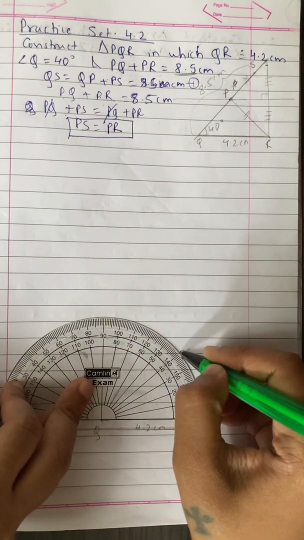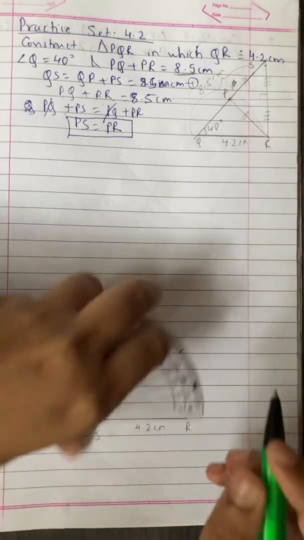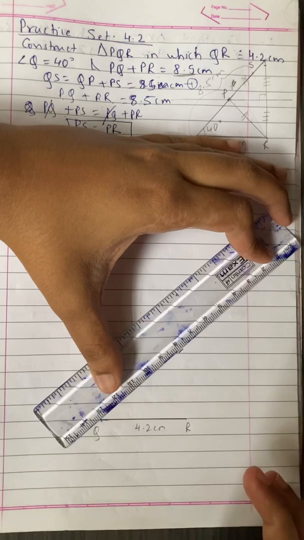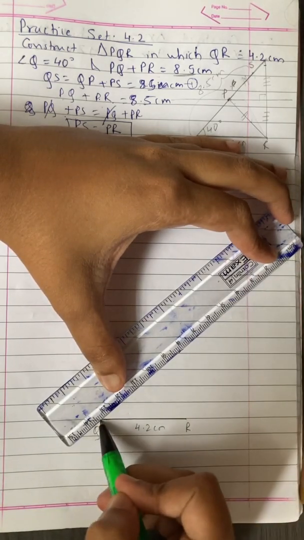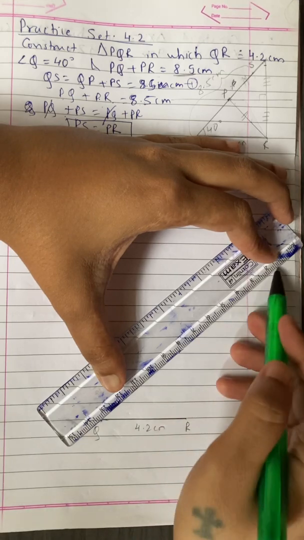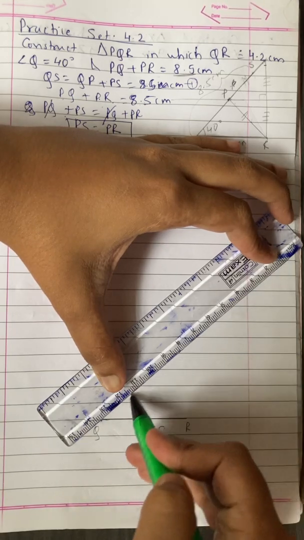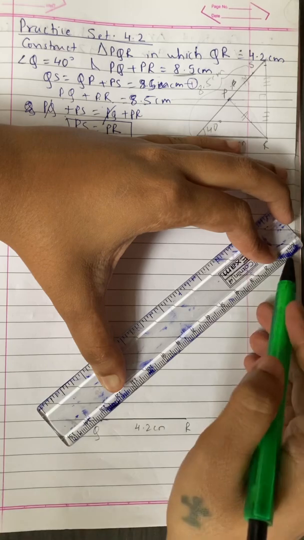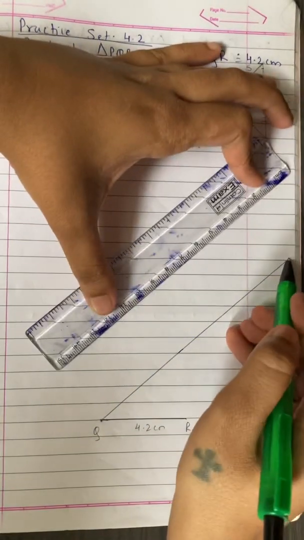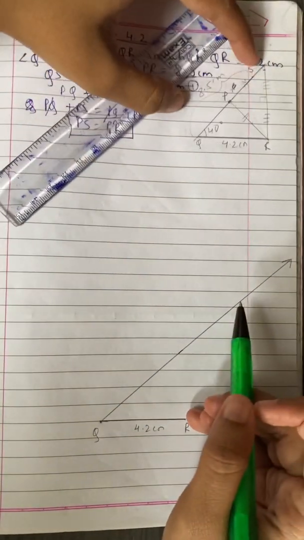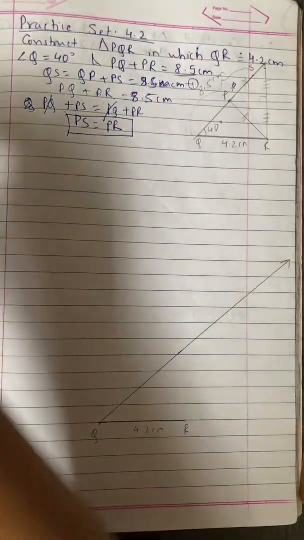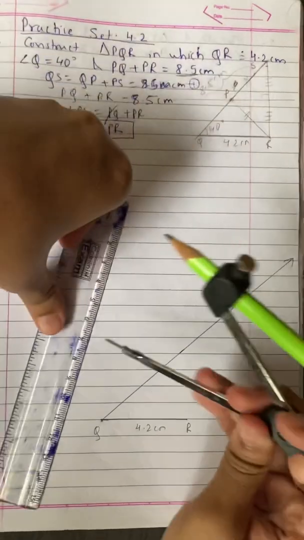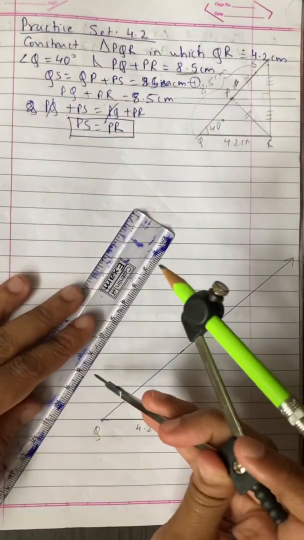This is 40 degree. After locating this point, join these 2 points and draw a big ray. After drawing a big ray, we have to locate point S, which we have taken at 8.5 centimeter. So on scale you take 8.5 centimeter.